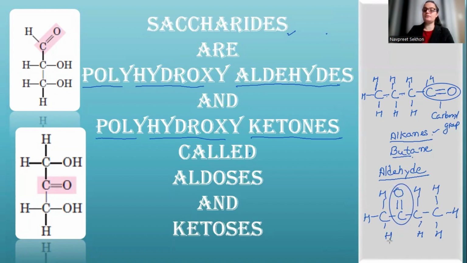This is again C double bond O, another carbonyl group. But this time, this carbonyl group is in the middle of the chain. And if this kind of scenario arises where the carbonyl group is in the middle of the chain, then in that case, this group is called ketone, right? So this group will be called ketone, right?